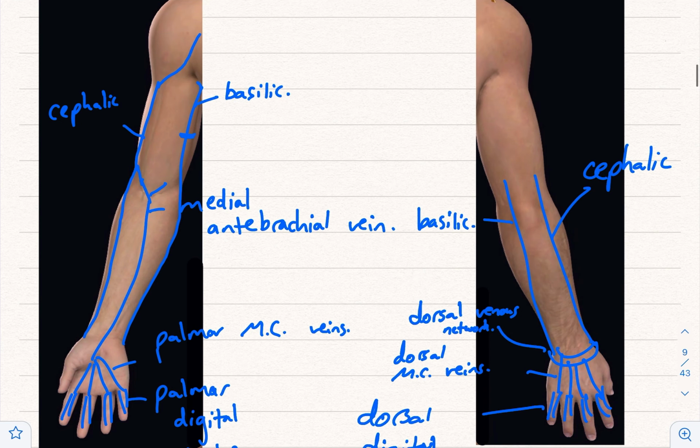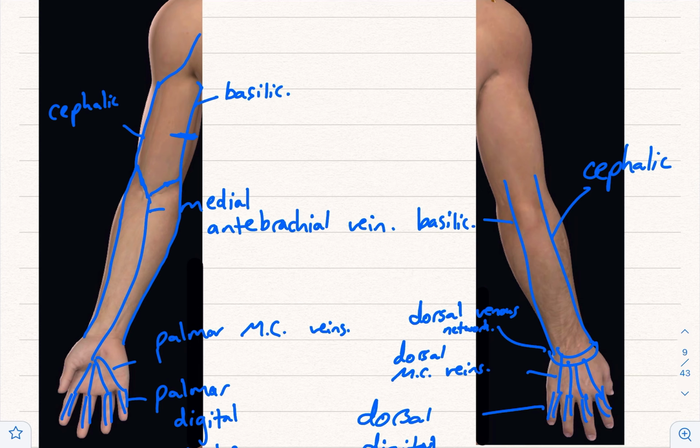The basilic, if we say it cuts off at this level here, I forgot to say, the medial cubital vein just joins in with the basilic, and then the medial antebrachial joins with the cephalic. That's why it's the Y shape. They just join in and then go up together.